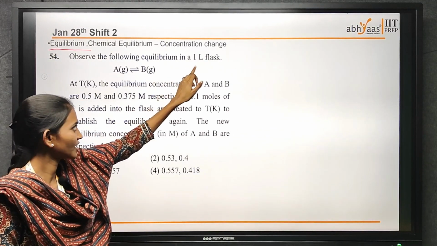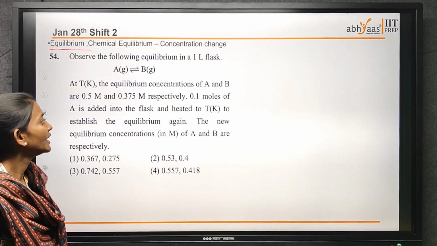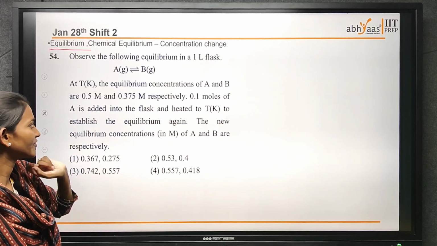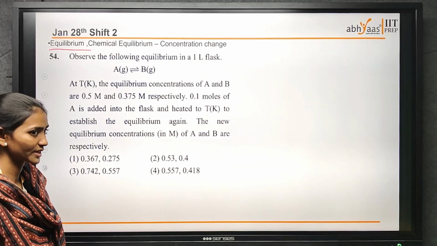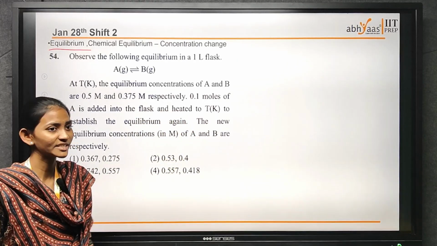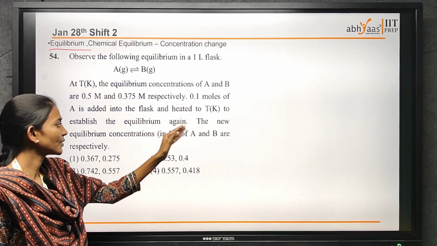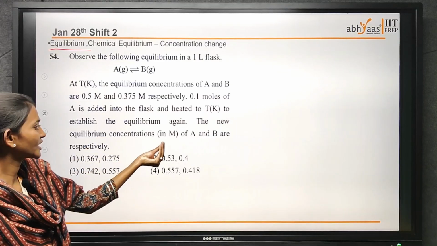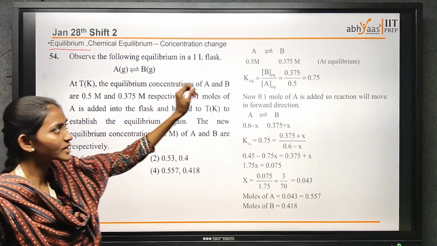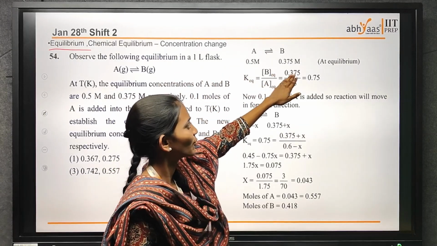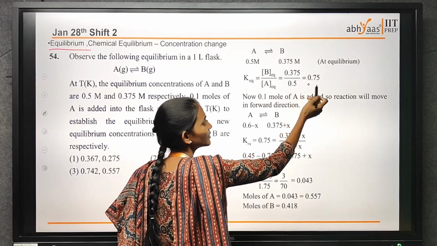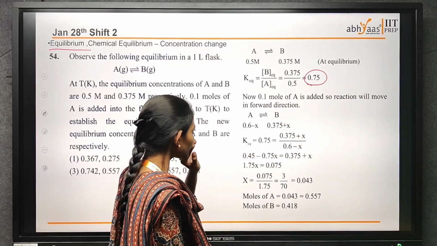Observe the following equilibrium in a 1 liter flask, which is A gives rise to B. So at temperature T Kelvin, the equilibrium concentrations of A and B are 0.5 M and 0.375 M respectively. 0.1 moles of A is added into the flask and heated to temperature T Kelvin to establish the equilibrium again. The new equilibrium concentrations in M of A and B are respectively, they are asking. If you apply that, A gives rise to B, 0.5 M and 0.375 at equilibrium. If you substitute the values of K, equilibrium divided by, you are getting 0.75.